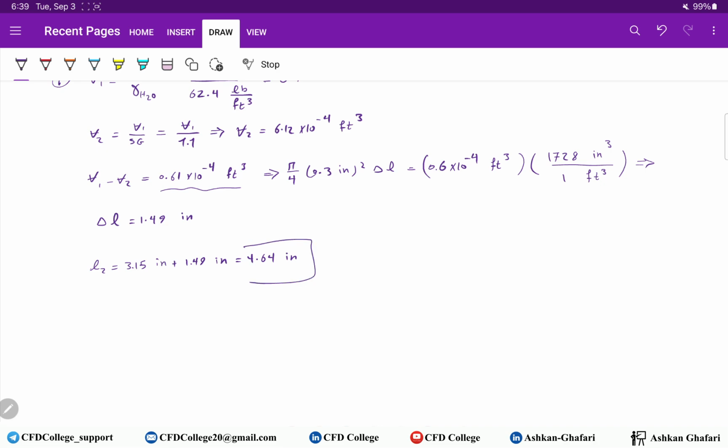This is how you should solve this problem. It's easy. It's not difficult.